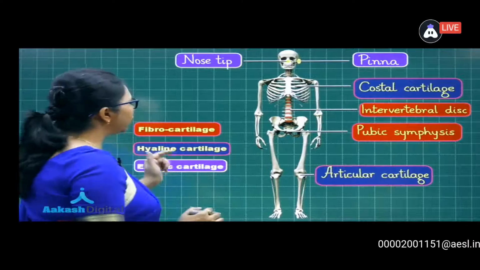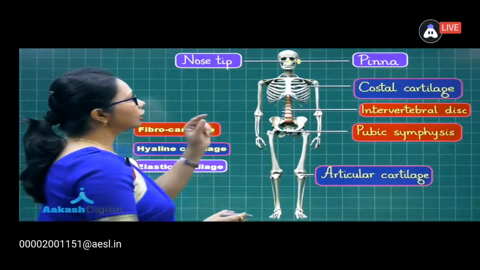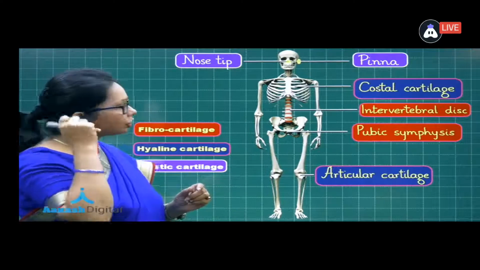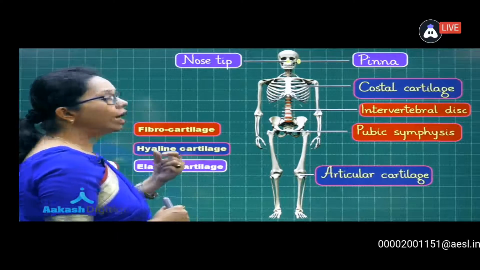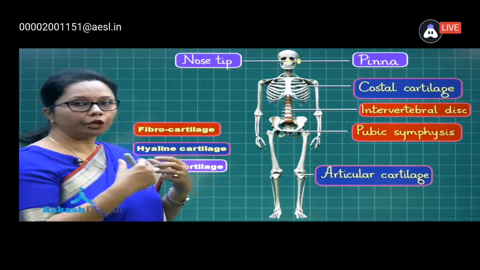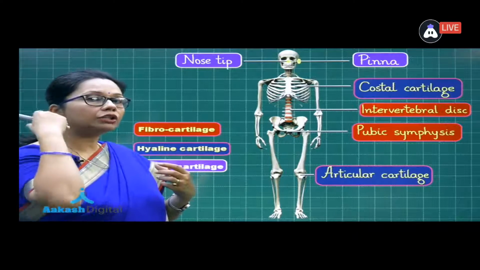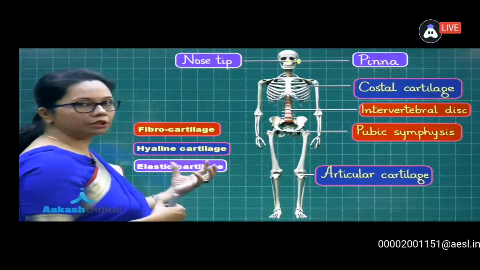And lastly, the elastic cartilage: the nose tip is elastic, the ear pinna, that is the external ear auricle, has elastic cartilage, and another one is the eustachian tube. The eustachian tube is a narrow tube which connects the middle ear to the pharynx. Even that is made up of elastic cartilage.